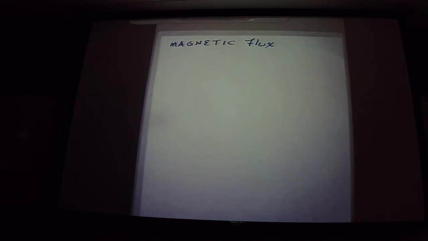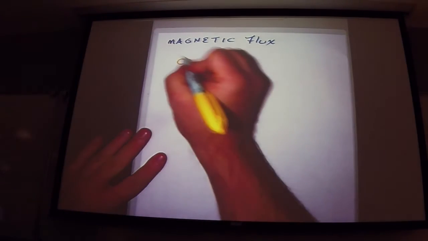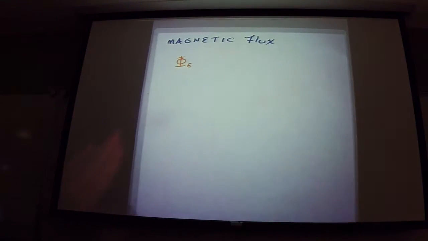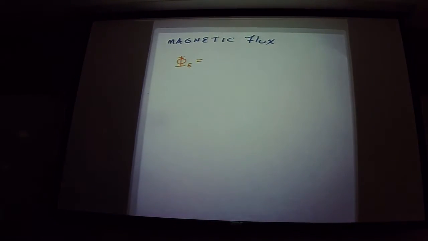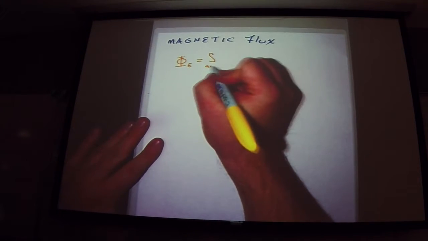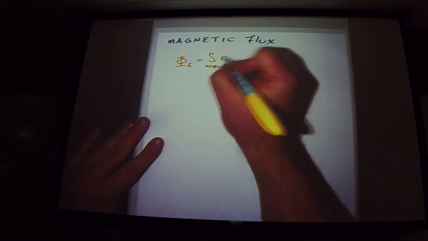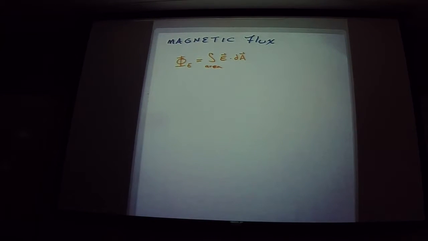So if you recall from way back when, Gauss's law, we talked about electric flux. And we used the capital Greek letter phi sub E, which is the electric flux, is the amount of the electric field that penetrates an area. So it's the integral over an area of the electric field dotted with that area vector. And recall that the area vector is pointing perpendicular to that area.